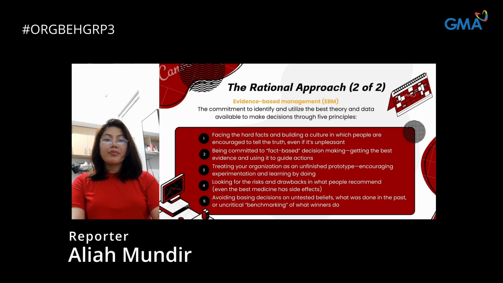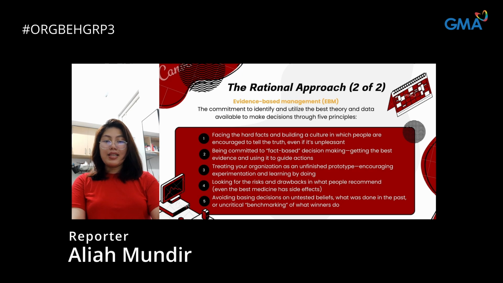Number 2, being committed to fact-based decision making, which is getting the best evidence and using it to guide action so that the organization may make decisions in a logical way. Number 3, treating your organization as an unfinished prototype, encouraging experimentation and learning by doing to further assess current or upcoming issues that may arise. Number 4, looking for risks and drawbacks in what people recommend, because even the best medicine has side effects, so that the organization may continue to improve.